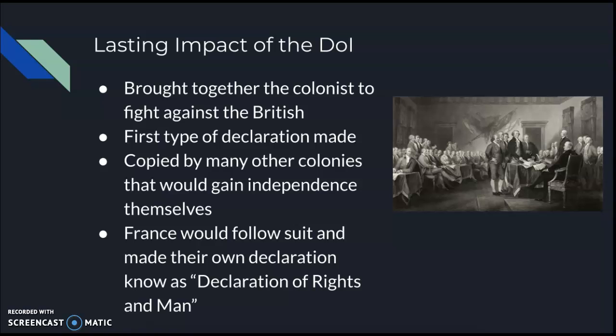Most notably, France would actually follow suit and make their own declaration known as the Declaration of the Rights of Man. And they somewhat used the Declaration of Independence to model after it. But again, this is the first time we see a colony in the Americas declaring itself independent. We will see this later with Haiti. We will see this later with Mexico, Brazil, so on and so forth. So this is one of the first ever types of documents ever established in this way.